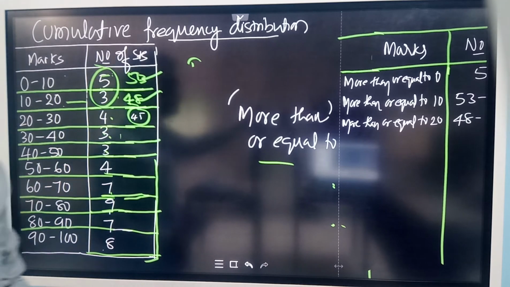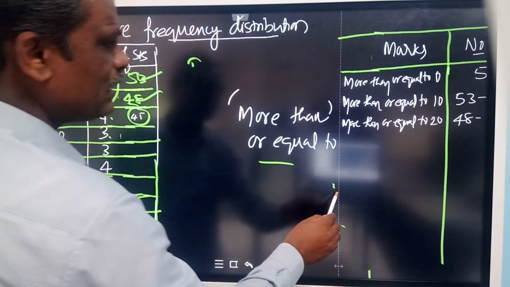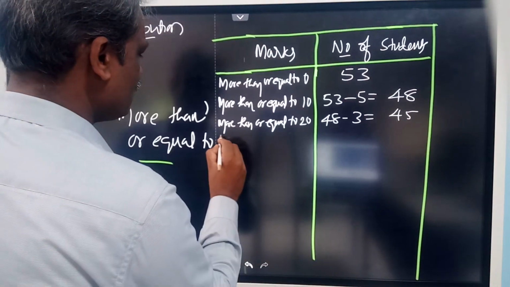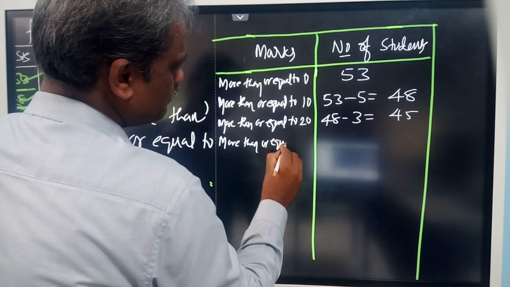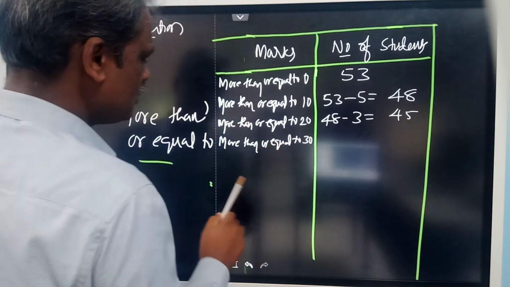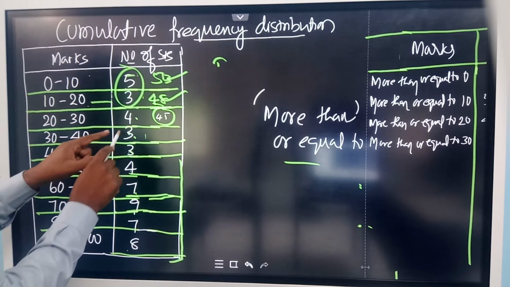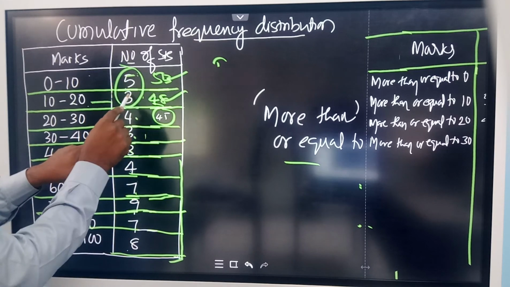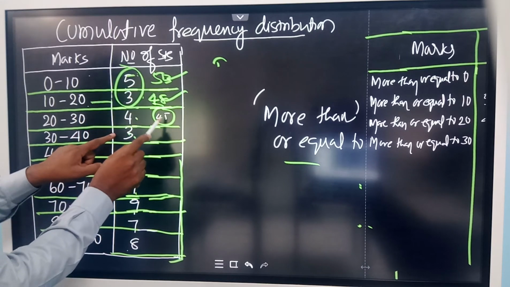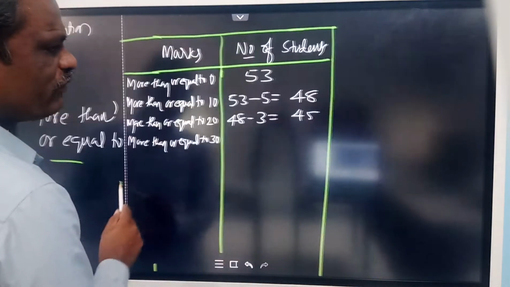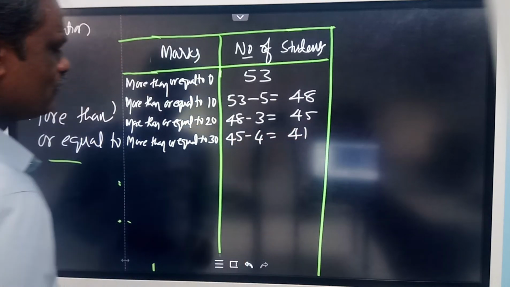Okay. So now the next one, we will go to more than or equal to 30. You can write more than or equal to 30. So more than or equal to 30 means here, what are the things you have to remove? More than or equal to 30 means you have to include only this, you have to remove all this, 5 plus 3 plus 4. Already 45 got from removing 5 and 3. From 45 you remove 4. 45 minus 4, so it is 41.